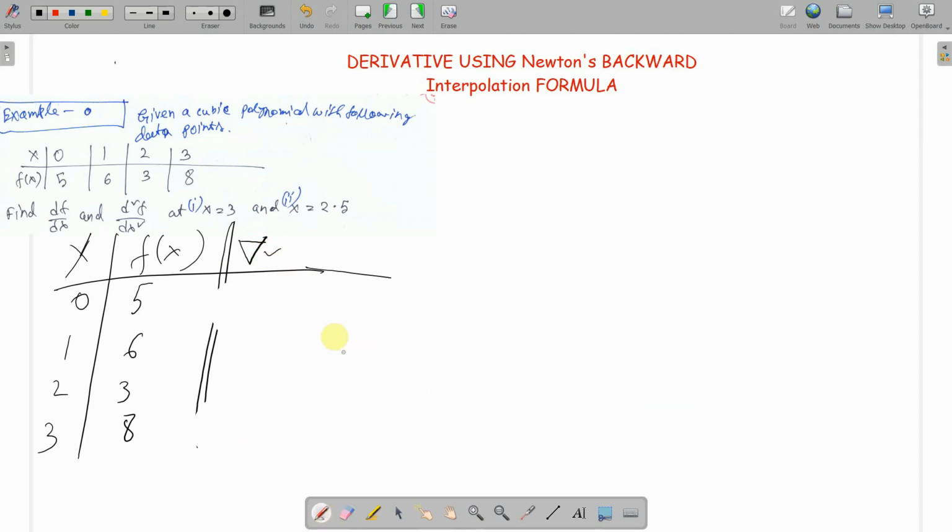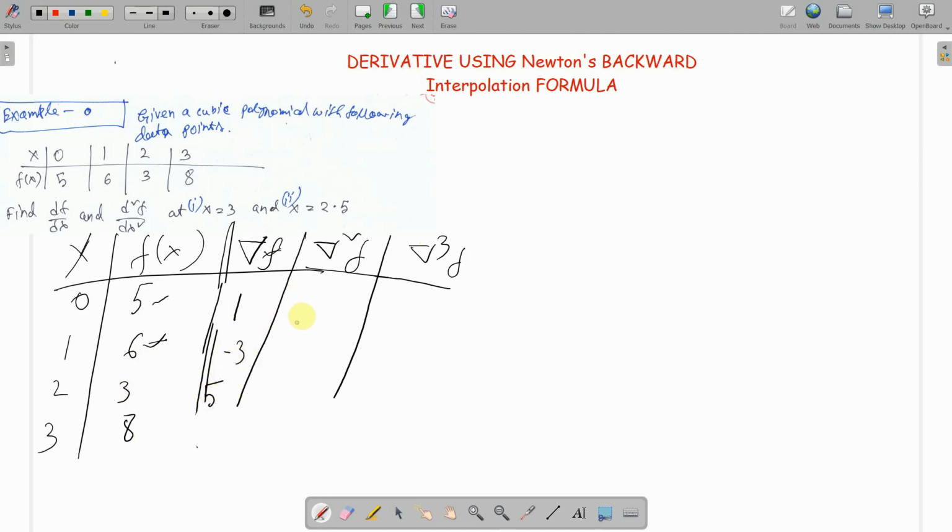Now let's do this. I will be writing this as grad f, grad square f, grad cube f. So we'll be subtracting 5 from 6, from here to here. So you'll be subtracting 5 from 6, that will be 1. 3 minus 6 will be minus 3, and 8 minus 3 will be 5.